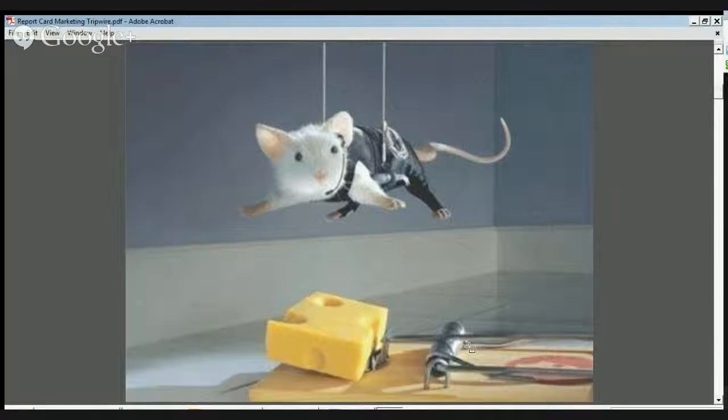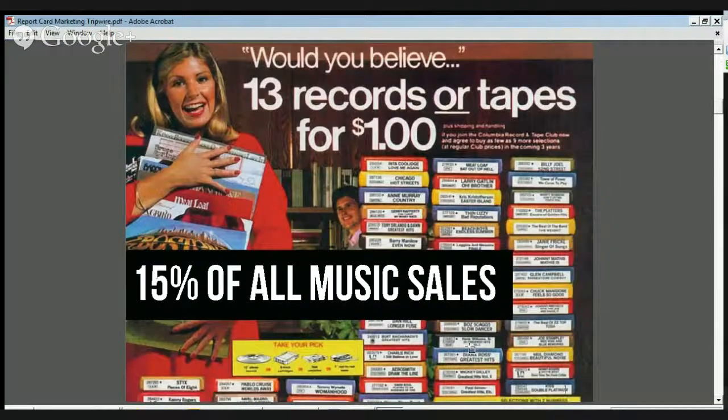I'm going to say that the tripwire is so significant that in a lot of situations you can actually eliminate the lead magnet, or combine the lead magnet with the tripwire and have that work for itself.